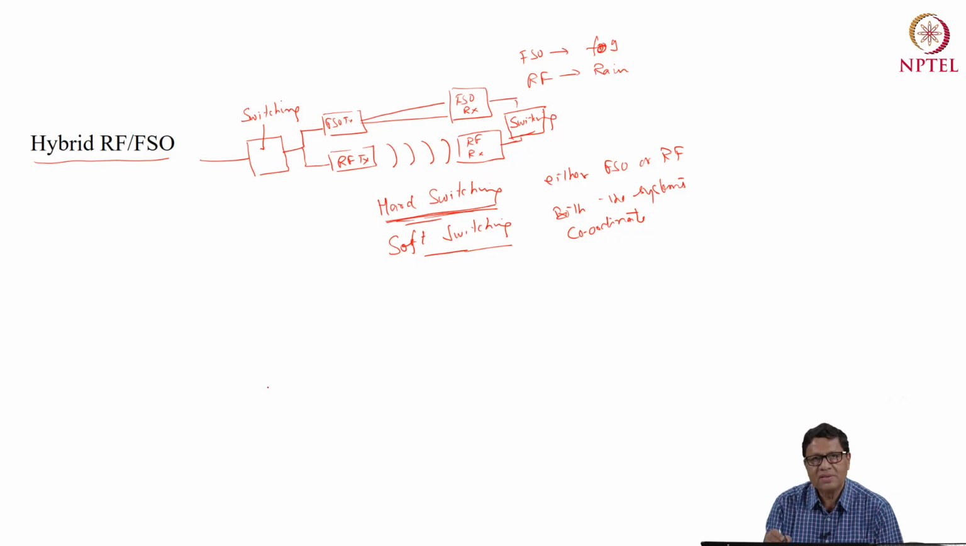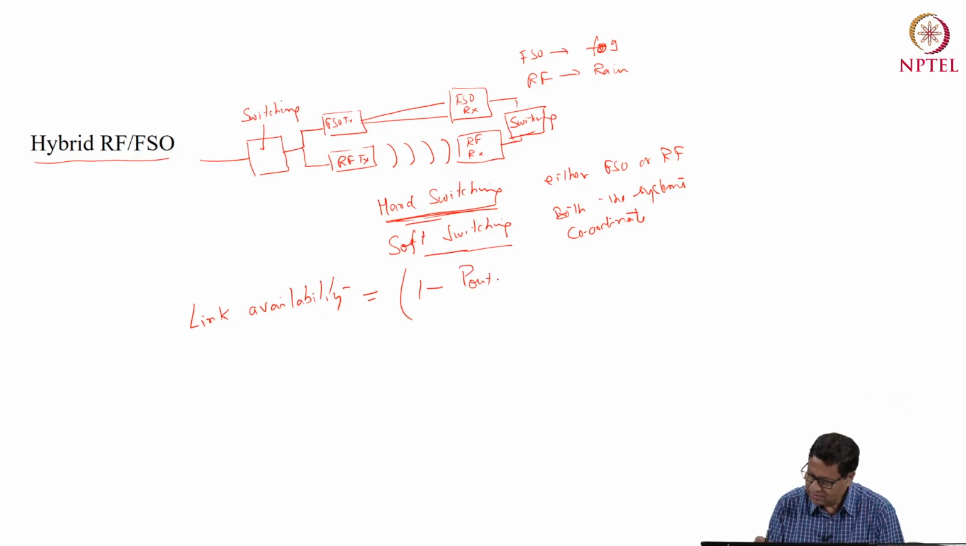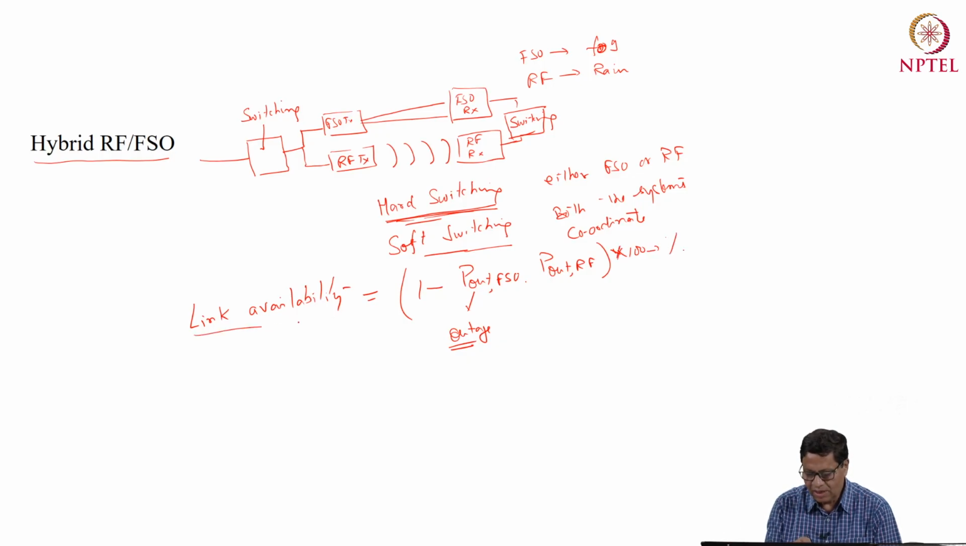If you do this, having both RF and FSO links, the availability or reliability of the system increases, and the link availability can be defined as one minus P outage for the FSO part, multiplied by P outage for the RF part. So this is actually outage, multiplied by 100 if you want it in percentage. So the link availability improves if you use two systems, the transmitter and the switcher.